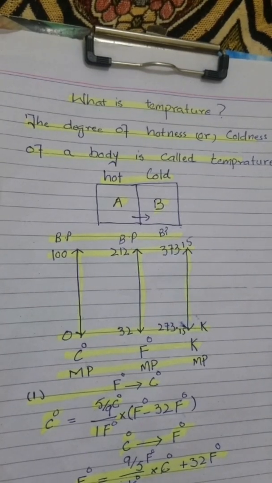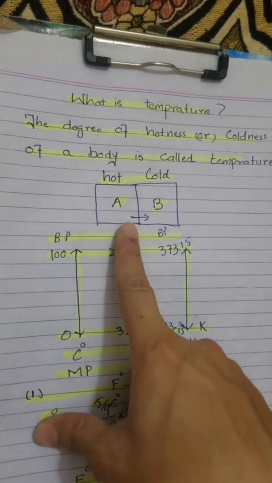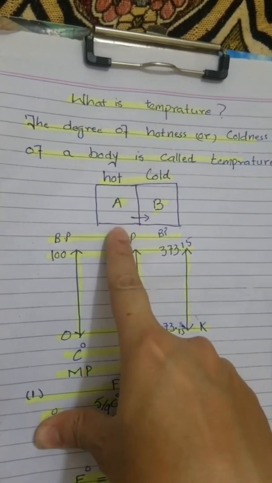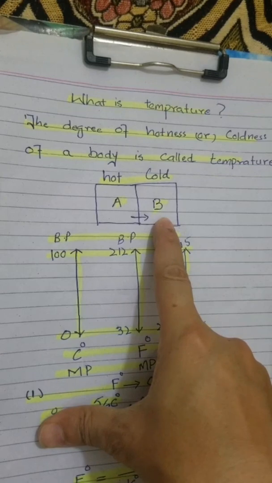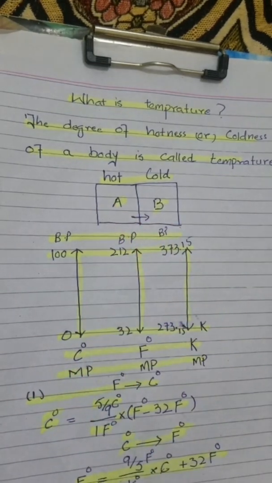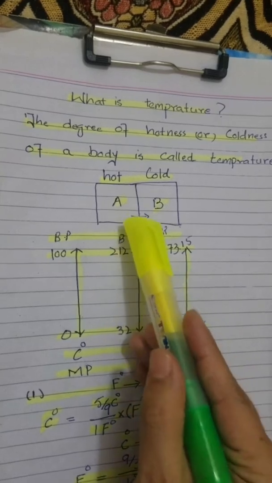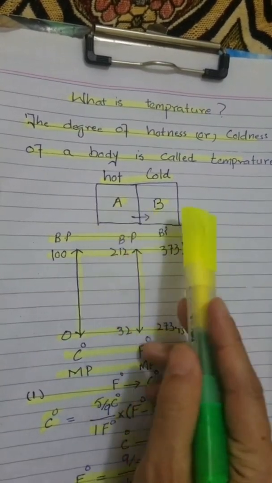Now let's explain this with the help of examples. For example, we have two bodies. Here we have one body which is named A, and here we have another body which is named B. The temperature of body A is a little bit higher compared to body B. So when we bring these two bodies in contact, the heat flows from A to B, from this direction to this direction.